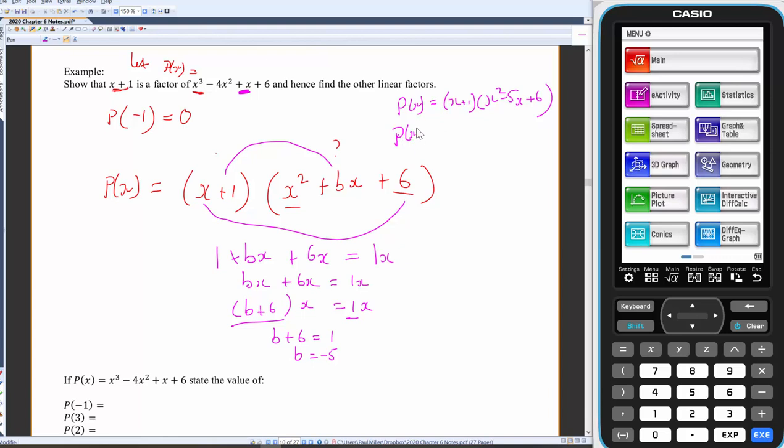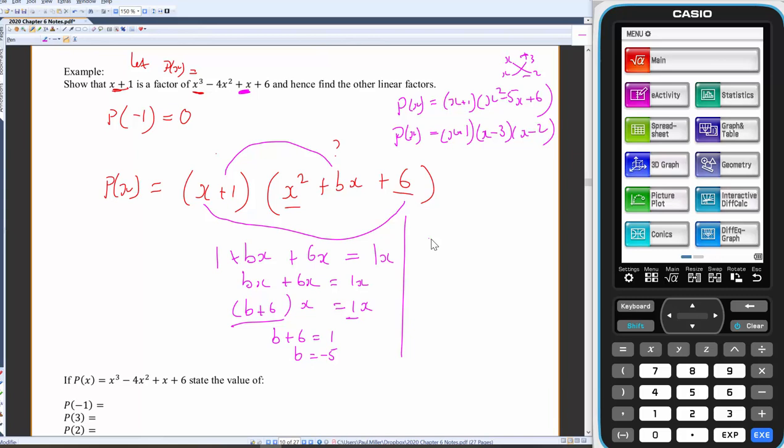Recall that in the last lesson we then factorized the quadratic using the cross method. That was, I think, x and x, positive... I've just come unstuck here. What was it going to be? 3 and 2, negative. So that was x take 3, x take 2. That's basically the equating coefficients method.